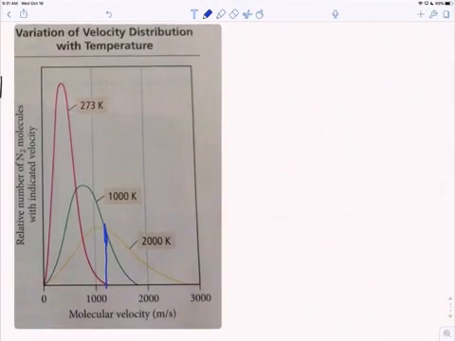Okay, so let's talk about the same temperature. So these are three gases. Well, sorry, same gas, all at different temperatures. So the y-axis is relative number, the x-axis is molecular velocity, or at least the magnitude of the velocity. And notice here is at 0 degrees Celsius, 273 Kelvin. Here's at 1,000 Kelvin. Here's at 2,000 Kelvin. What happens at cooler temperatures? There's a real narrow distribution. As the temperature increases, the distribution of velocities increases.